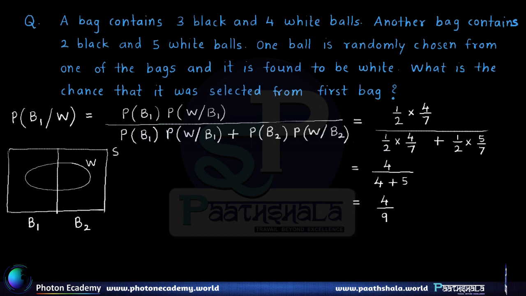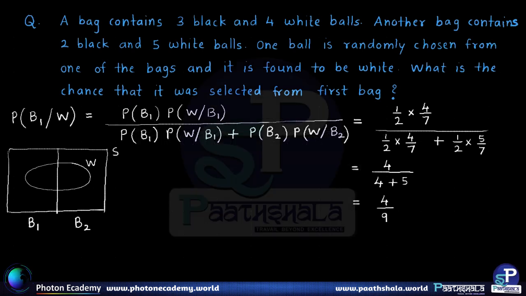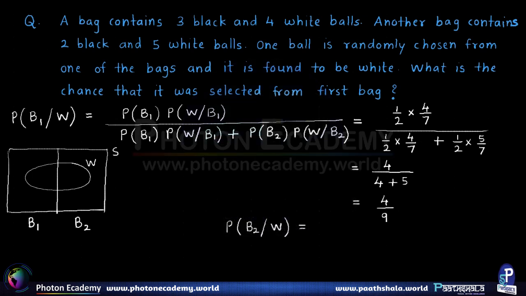So that is the probability that the ball was selected from first bag. Now if it is asked what is the probability that it was selected from second bag, then we have 2 options: either we proceed in a similar manner, but the only difference will be that the numerator will be equal to the second term which is in the denominator, or, if we have already calculated the probability of B1 given W, then the probability of the second bag given a white ball was obtained is simply 1 minus the probability that we have just found. So that will be 5 by 9.